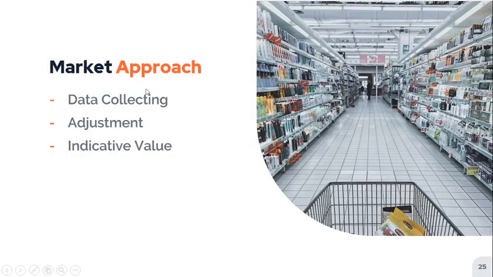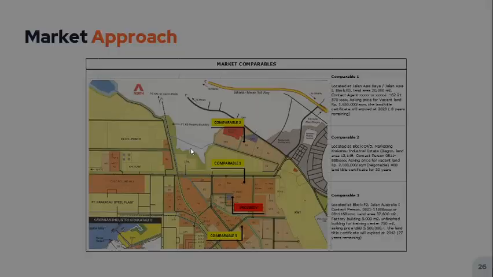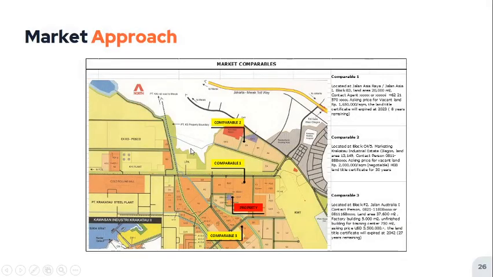We go into more detail on the market approach. There are 3 steps: data collecting, adjustment, and indicative value. Like I mentioned previously, the comparable map will help you a lot to analyze the location.